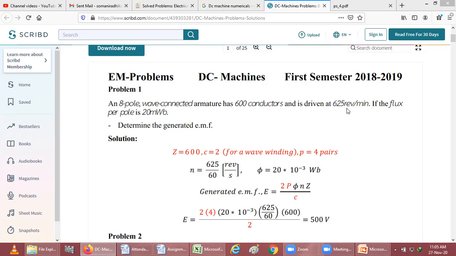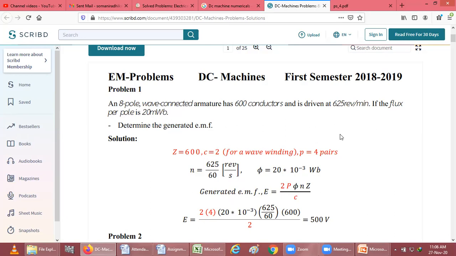So we have the equation for EMF, that is nothing but N P phi upon 60 Z. Here we can write our generated EMF, because you are supposed to determine the generated EMF. You can consider that the DC machine works as a DC generator. So you can take E_G equal to P, if you are taking the poles directly.